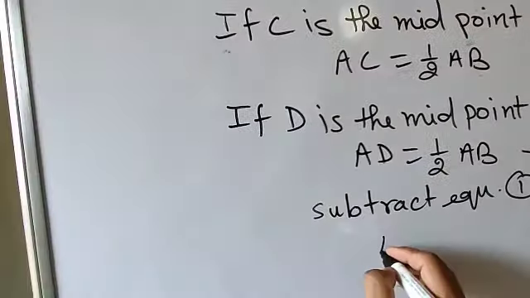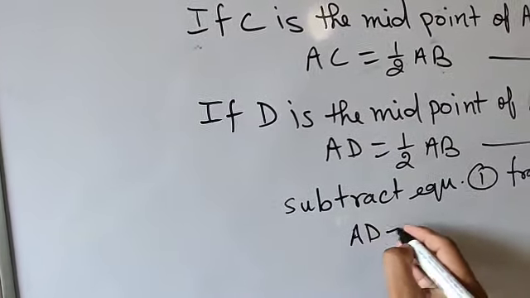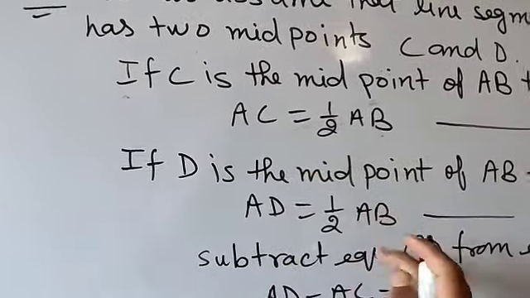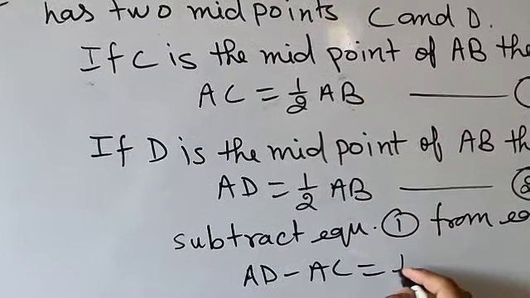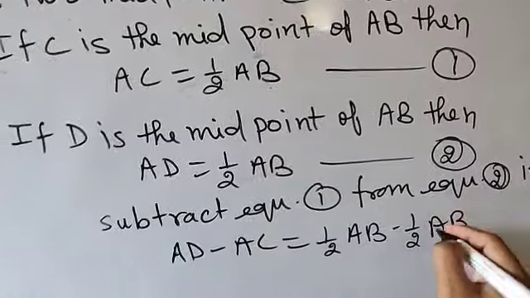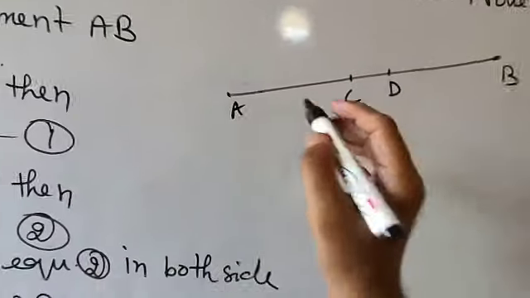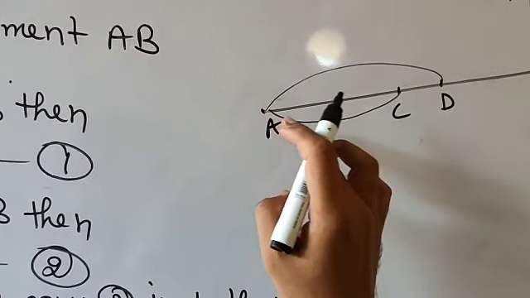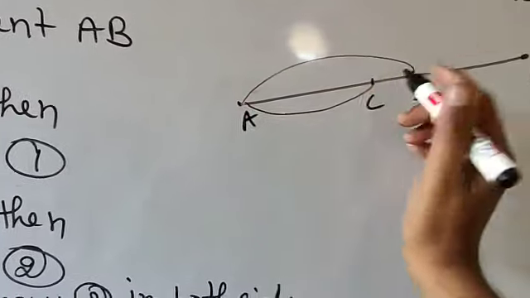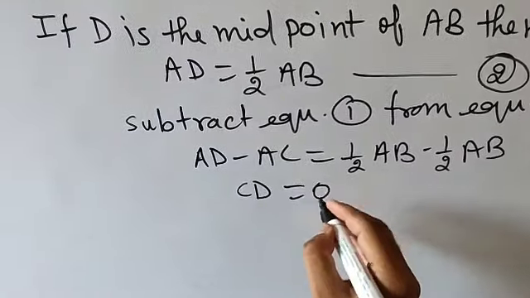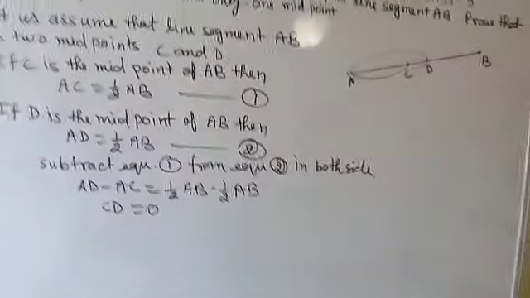So here you will get AD minus AC. In the left you will get AD minus AC, but in the right both the values are equal, then half AB minus half AB. Now students, AD minus AC. Now look at the diagram. If you subtract AC from AD, then you will get CD. So here you can write CD equal to half AB minus half AB, which is 0. So here you are going to get CD equal to 0.